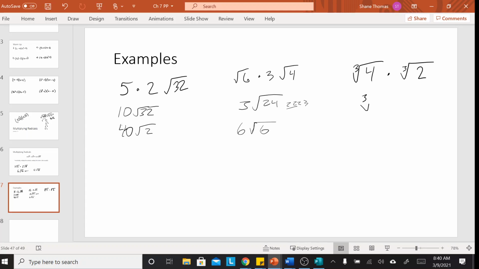Okay. So now I have the third root of what? 4 times 2 is 8. 8's going to be 3 2's, right? So then this would just be 2. Is that all right with that?